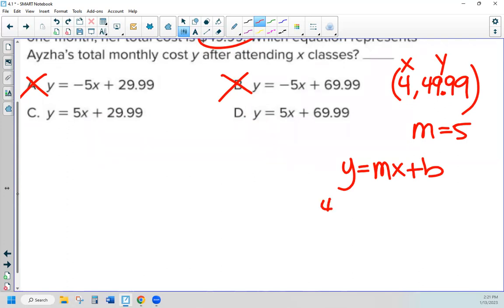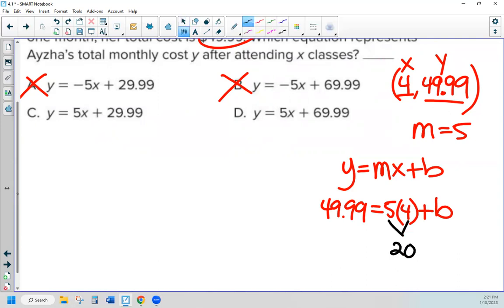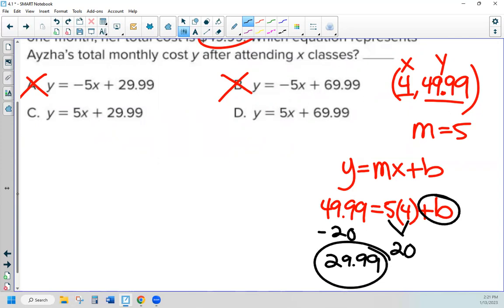All right, let's grab the y that we had right here, and then the slope of 5 along with the x multiplied by 4. And then we look for our b. Okay, what are we going to get here? 5 times 4, we're going to get 20. Then we take 20 to the other side by subtraction. What do we get? Do you see, guys, that we now get a positive $29.99 as our y-intercept, our b?